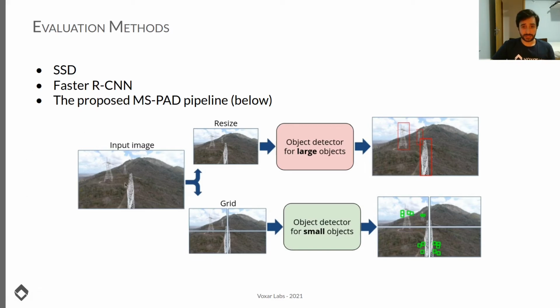Here you can see the workflow of this pipeline, which we call MS-PAD, in which the input image, which has a very high resolution, goes along two different paths. One is resized into a smaller image and fed into the neural network, and in the second path, the image is cut into a grid of smaller images and also fed to the neural network. The first path is used to deal with large objects such as towers and insulators, and the other path is fitted to deal with smaller objects such as stockbridge dampers.